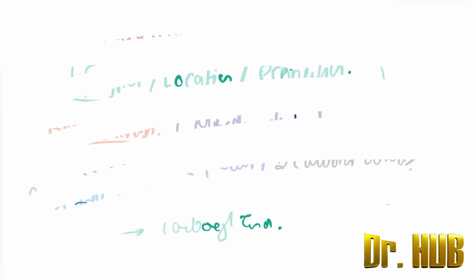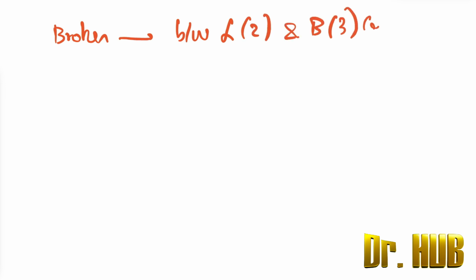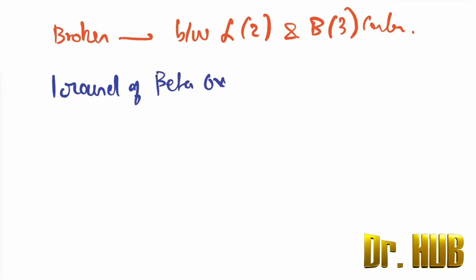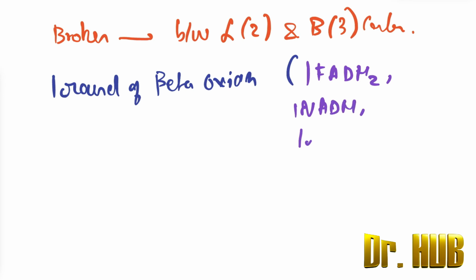The other thing to note is that the chain is broken between the alpha 2 and beta 3 carbon. So one round of beta oxidation yields 1 FADH2, 1 NADH, and also 1 acetyl CoA.